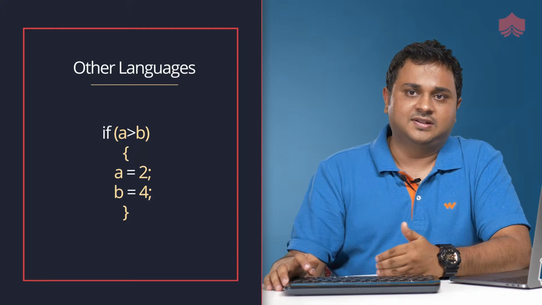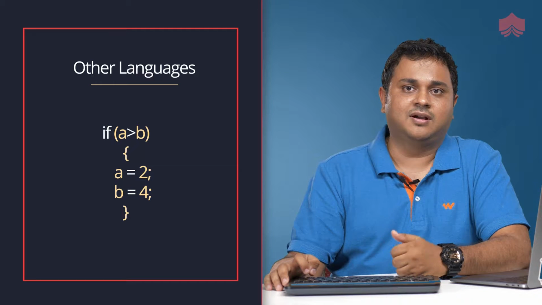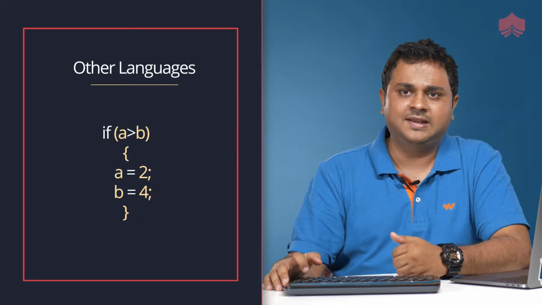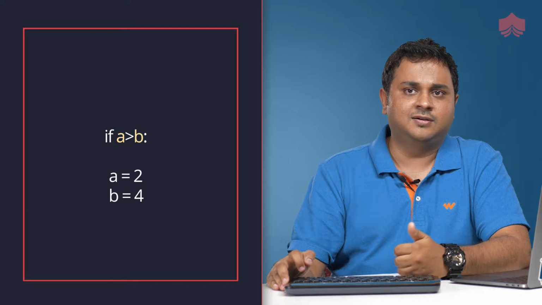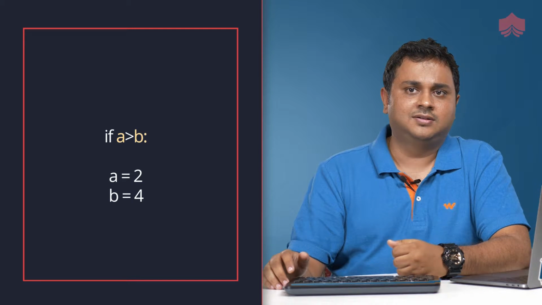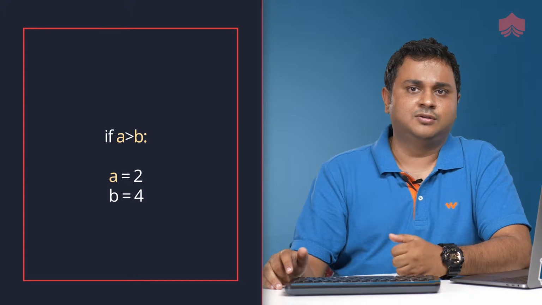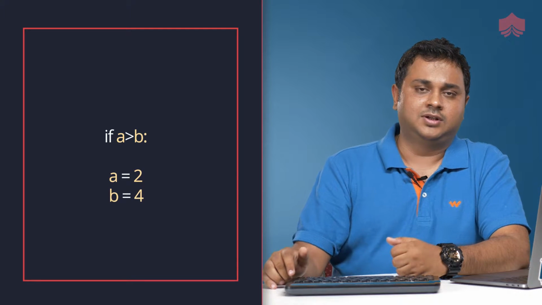So how is it in Python? This second visual shows how it's in Python. The same thing: if A is greater than B, and there's a colon, and A is equal to 2 and B is equal to 4. And that's what we're talking about in Python. So you'll notice that Python is so less cluttered and so much more readable than the first version.